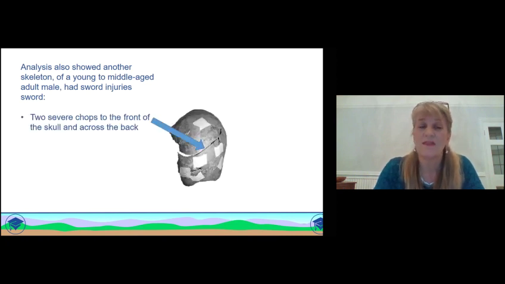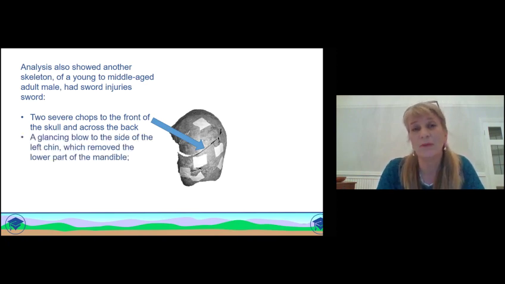Analysis, again, after the programme had finished, actually showed that another of the skeletons in that cemetery, a young to middle-aged adult male, maybe about 20 to 30, also had a lot of sword injuries. They had 2 severe chops to the front of the skull and across the back. You can see the sort of slicing wound on this close-up of that skull.